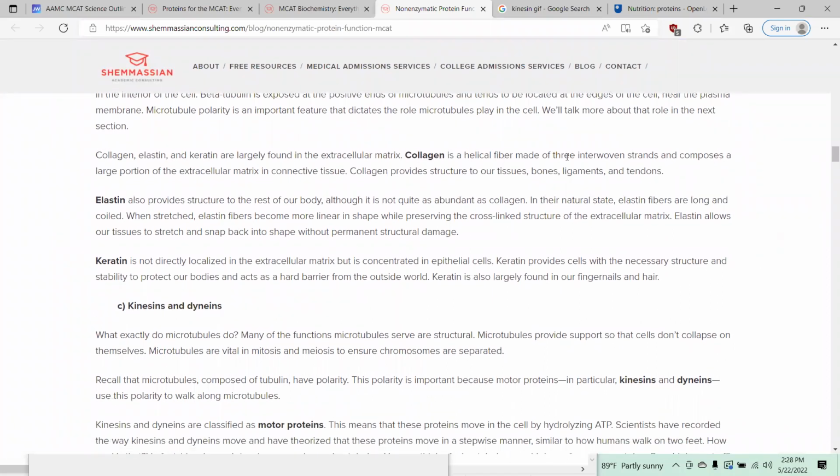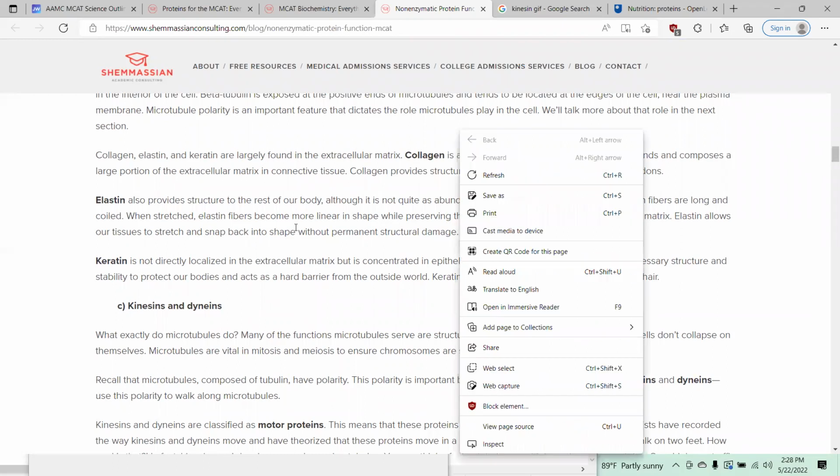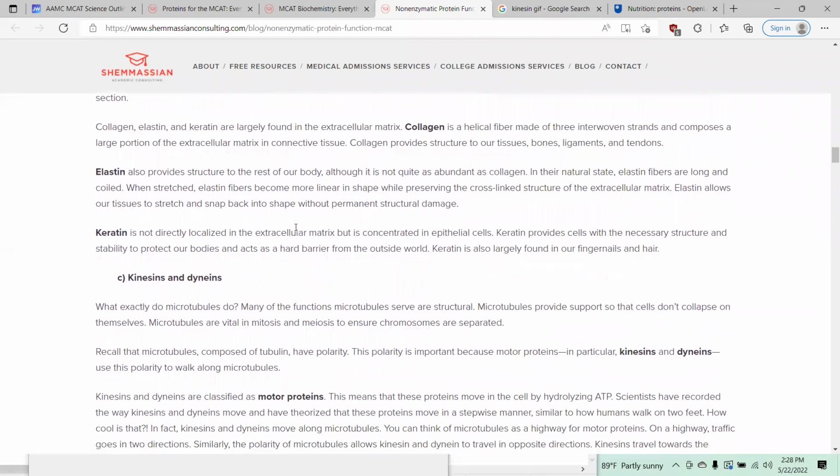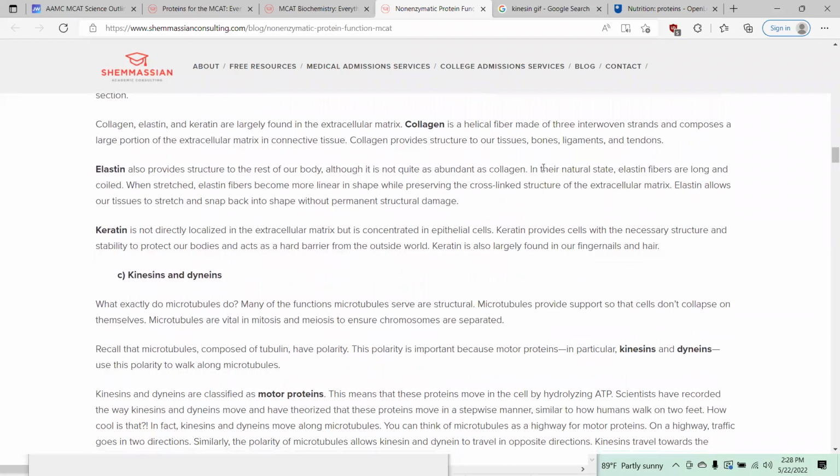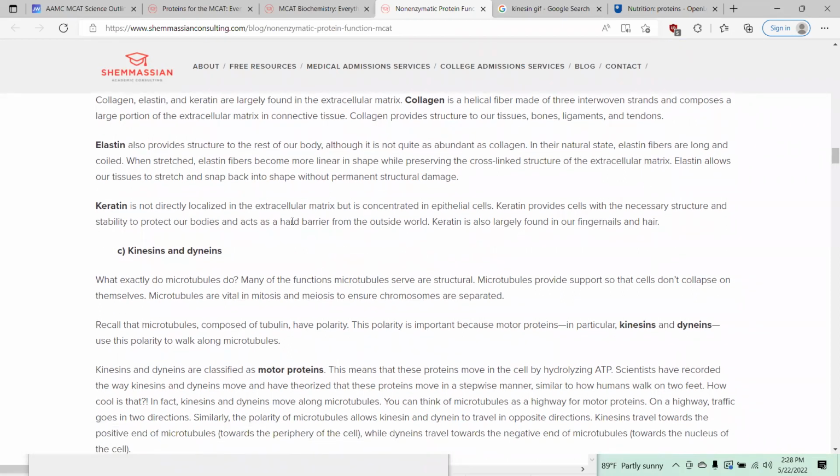Collagen is a helical fiber made of 3 interwoven strands. It's in the extracellular matrix. Collagen provides structure to our tissues, bone, ligament, and tendons, right? Like, I'm sure collagen in your nose and your ears. Elastin is a cross-linked structure of the extracellular matrix, again in the extracellular matrix, and keratin is in our nails and our hair.